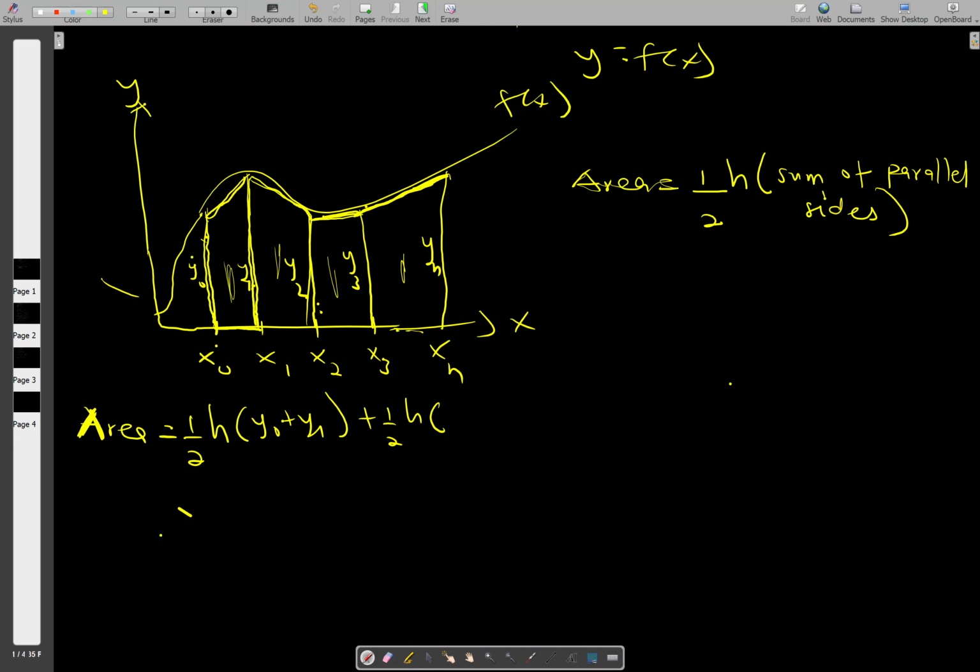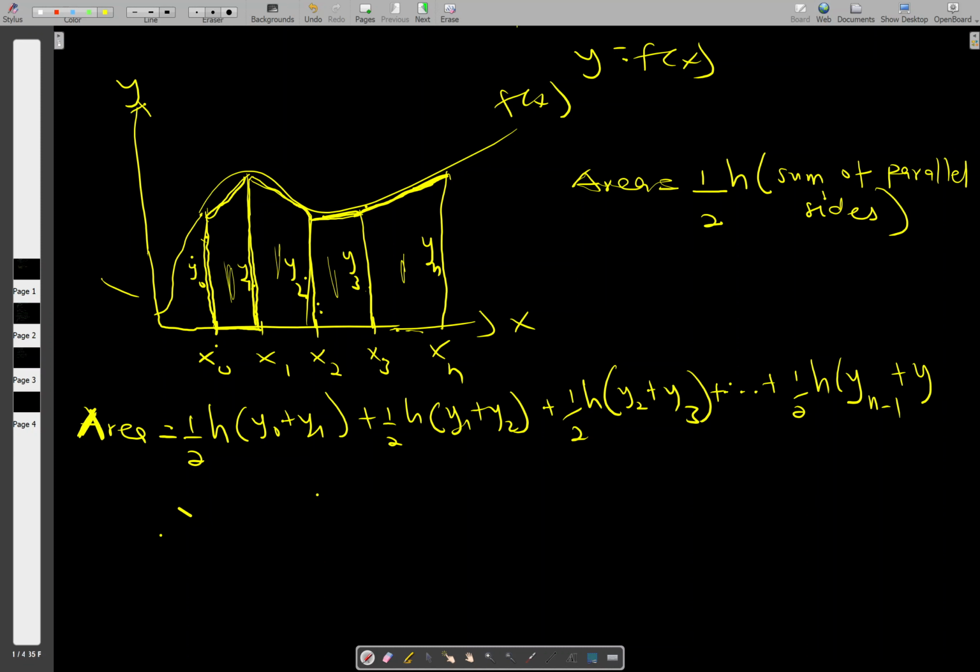Y3 and y2 are parallel to each other, so we have y2 plus y3, up to half times the height of y(n minus 1) plus y(n). From here you realize that each term contains half times the height, so we can factorize half times the height out. So this is the same as h over 2.